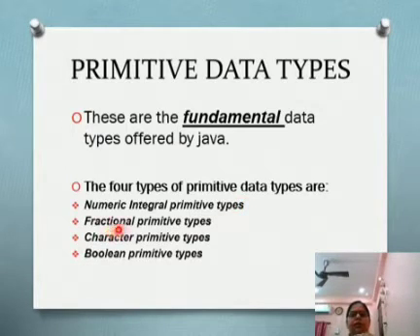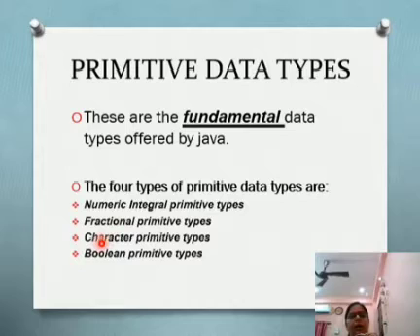Second is your fractional primitive types. In fractional primitive types, we have float and double. In float, the decimal number comes; when we use fractional decimals, we use this type of data type. Double is also used when we have very long numbers or we are unsure whether the decimal will come or not.